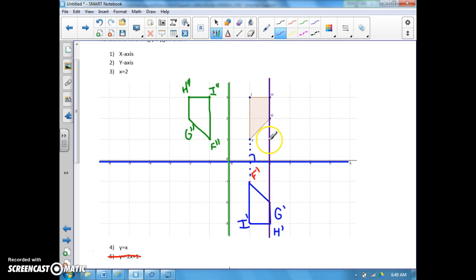F is 1 unit away from my purple line, so I go 1 unit to the other side to do F triple prime. G is right on the line, so I don't have to remake G because it's 0 units away, it stays 0 units away. Same thing with H. Okay. I is 1 unit away, so we do I triple prime on the other side. And then we connect the dots.